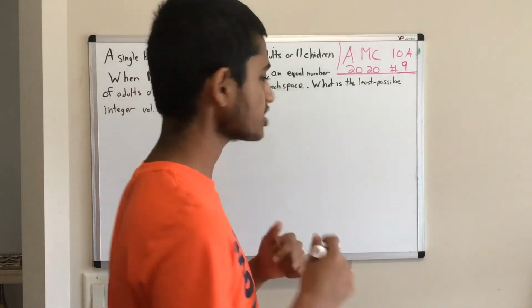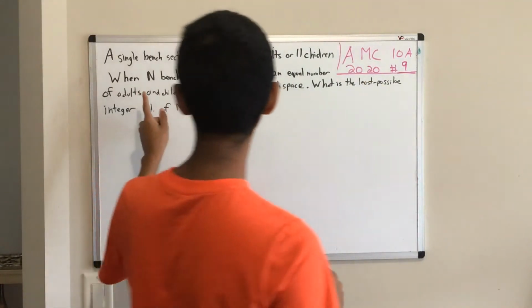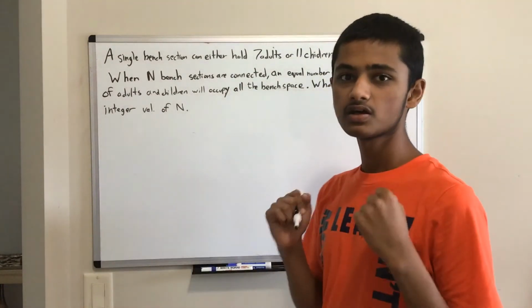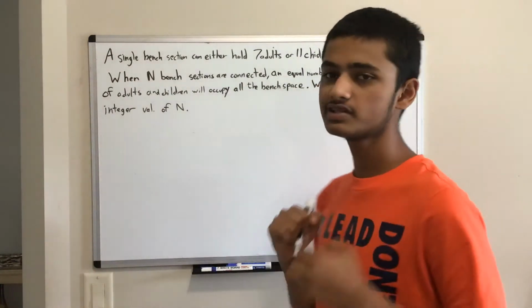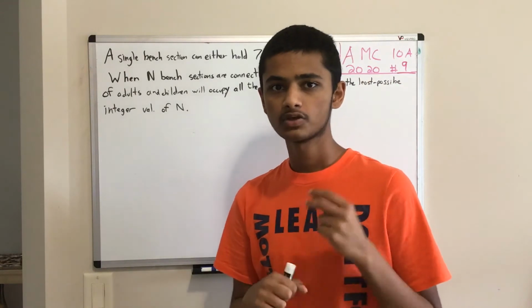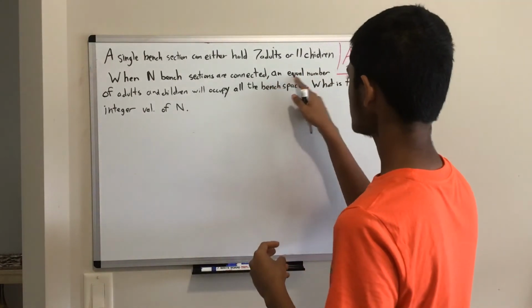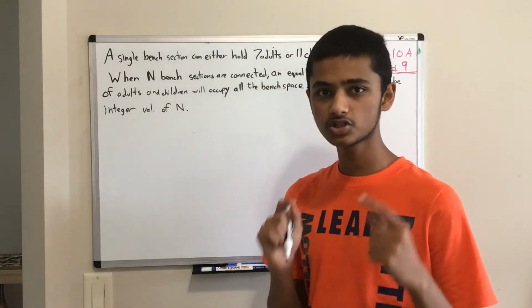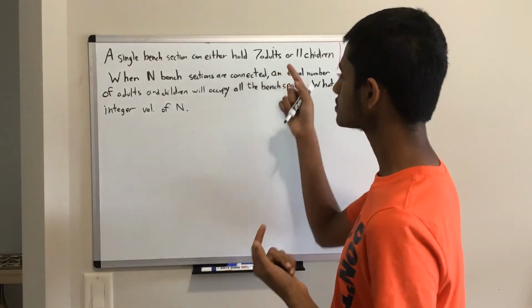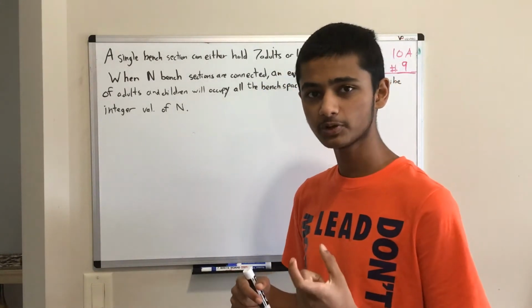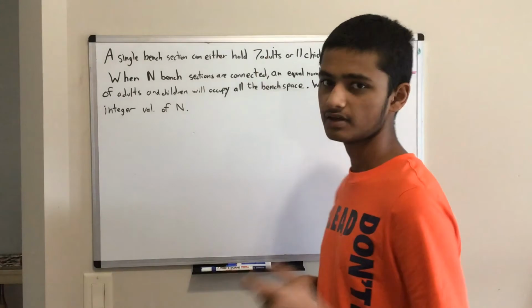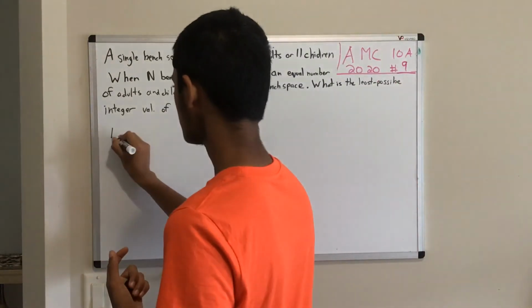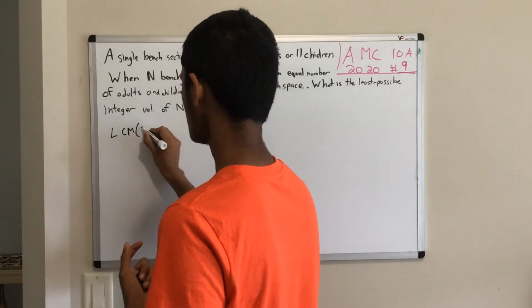And when n bent sections are connected, an equal number of adults and children will occupy the same bent space. What is the least integer value of n? So the first thing to notice is that they're asking for an equal number of adults and children. And that means all we need to do is to find the lowest common multiple of 7 and 11. And the LCM of 7 and 11 is simply just 77.